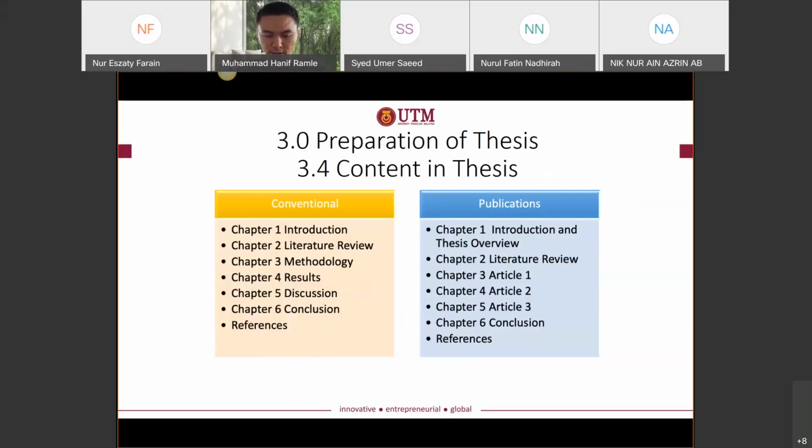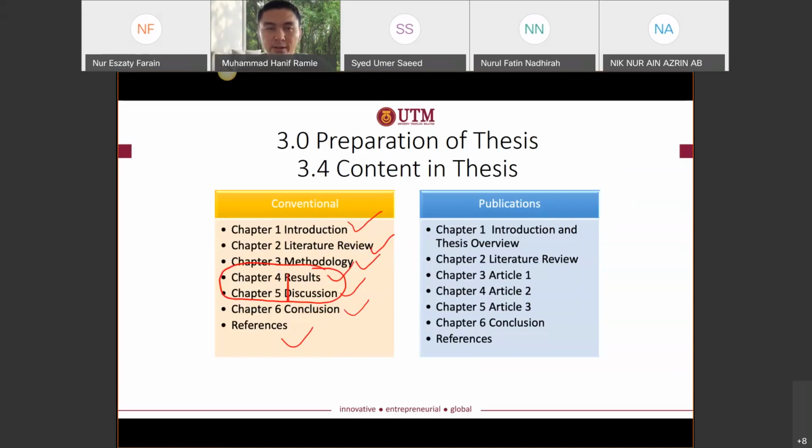So this is the content in the thesis. UTM actually allows you to choose either one. We have two different methods. The first one is the conventional, where you make it like I showed you in the previous slide. Chapter 1, introduction, literature review, methodology, results and discussion, conclusion, references. You can combine chapter 4 and chapter 5 later on. It depends on the results and also the supervisor.